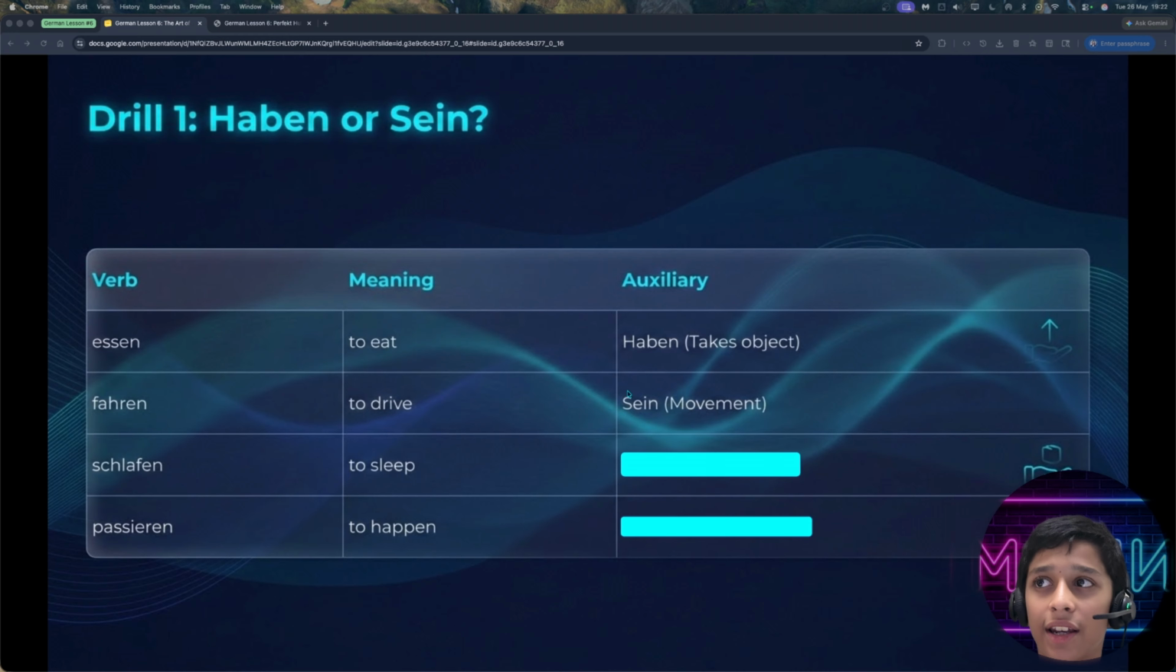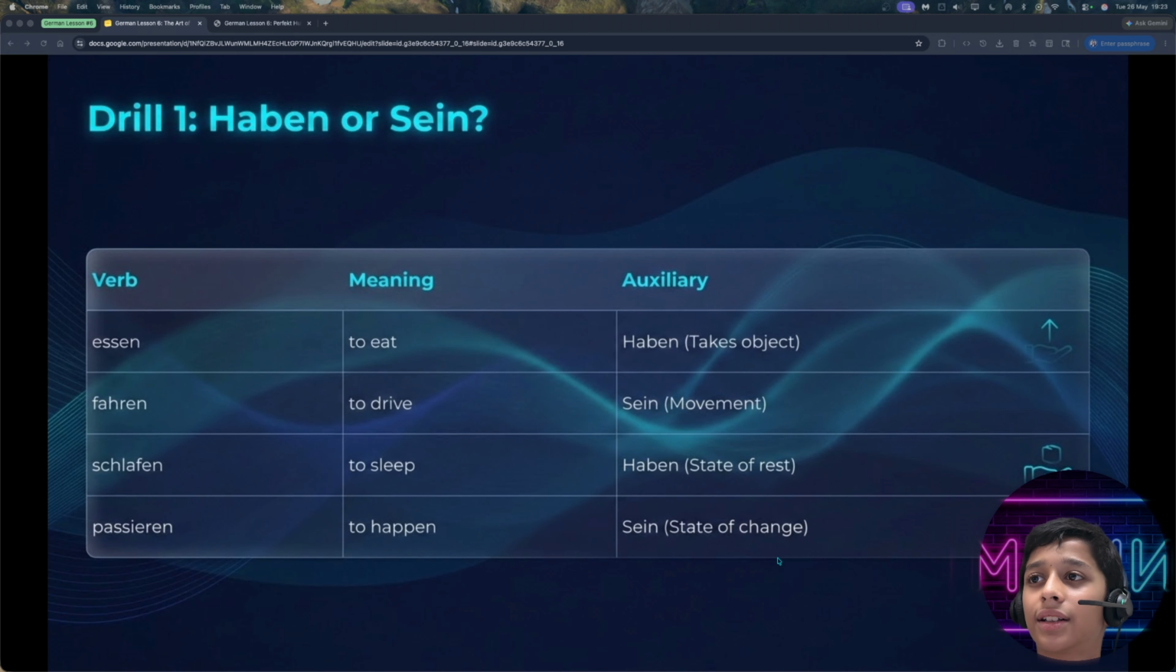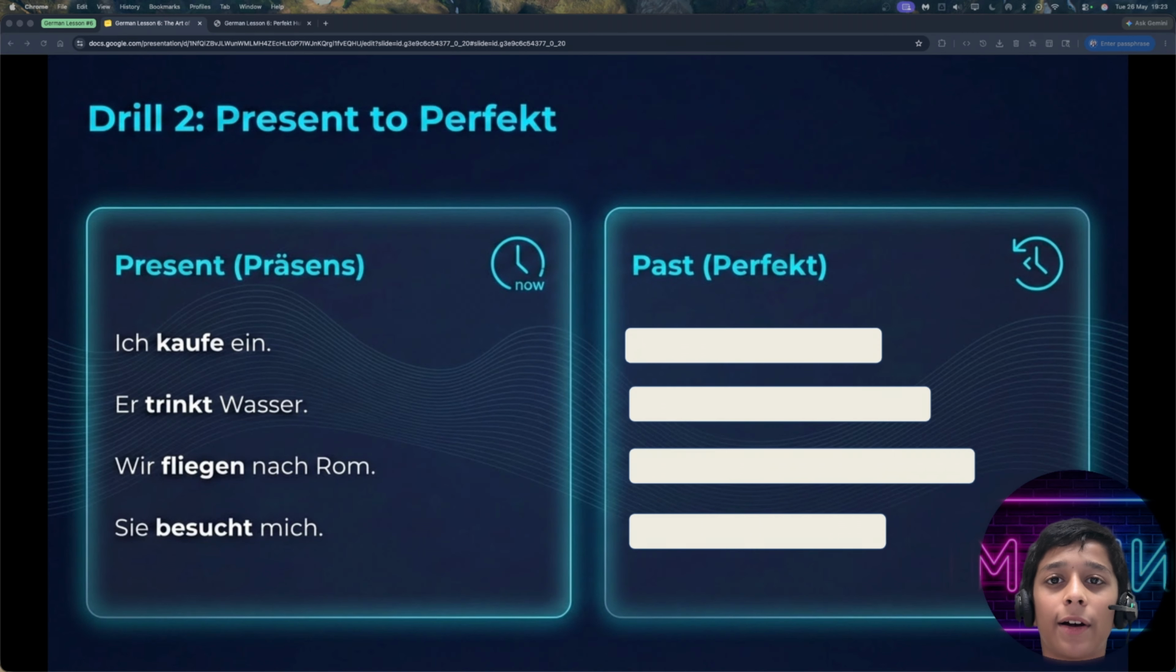Schlafen means to sleep. But what is the helping word? Haben, because you are in a state of rest. And passieren means to happen. So the answer will be sein, because it's a state of change. Something is happening.